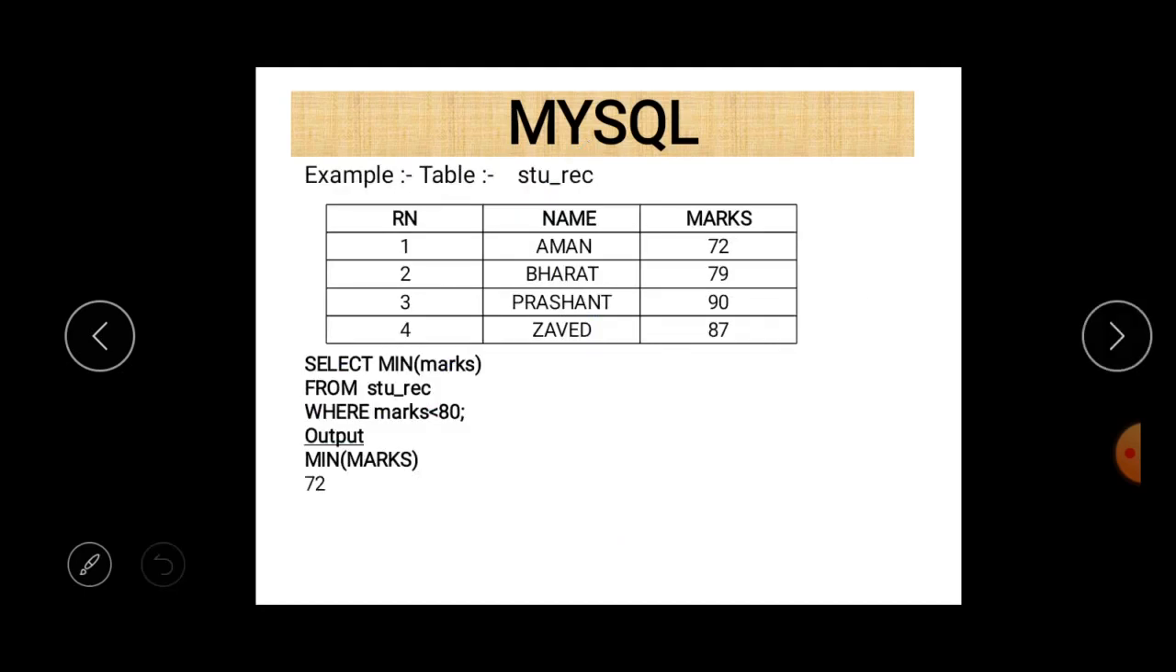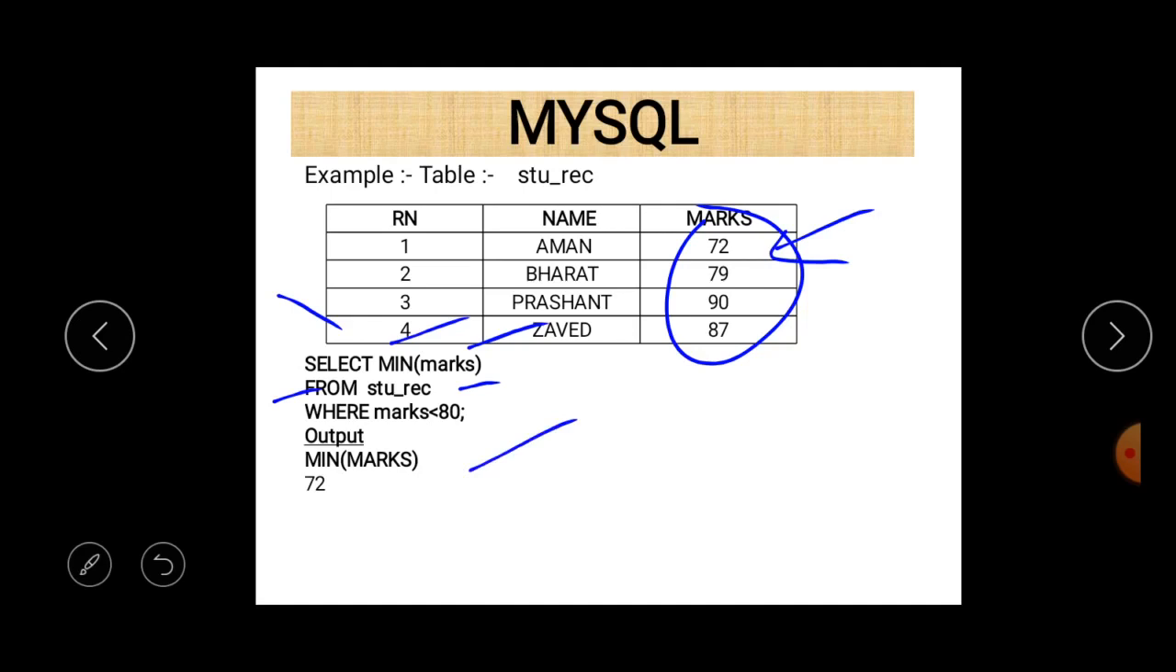For example, there is a table named stu_rec. This is a table, and if you want to find out the minimum marks, these are the marks. We can easily see that the minimum marks here is 72, but using the SQL query, first of all we write SELECT MIN(marks) FROM stu_rec WHERE marks < 80. So that is the condition.